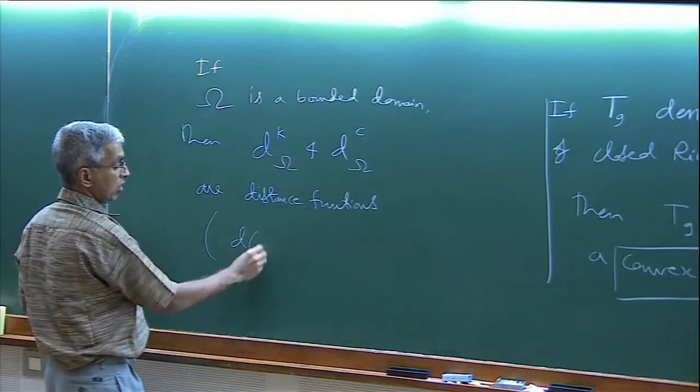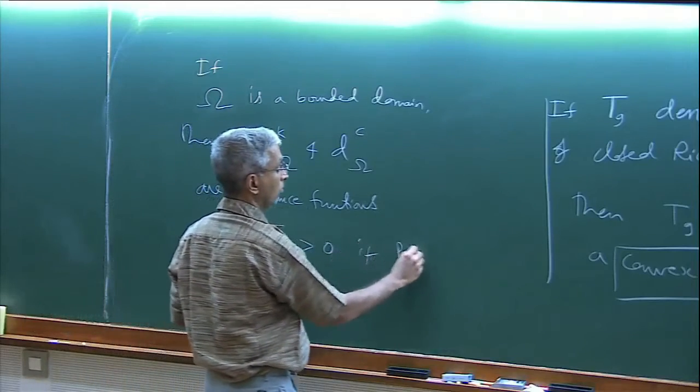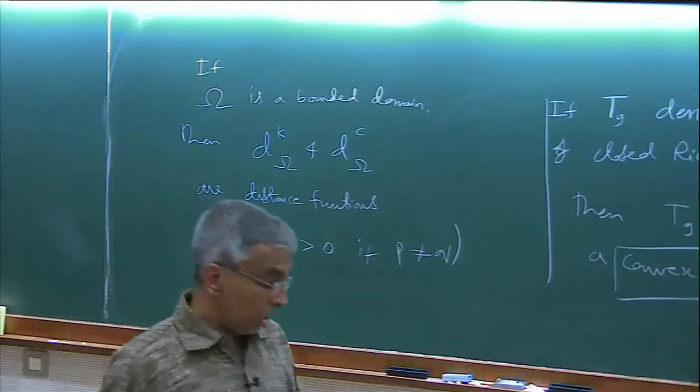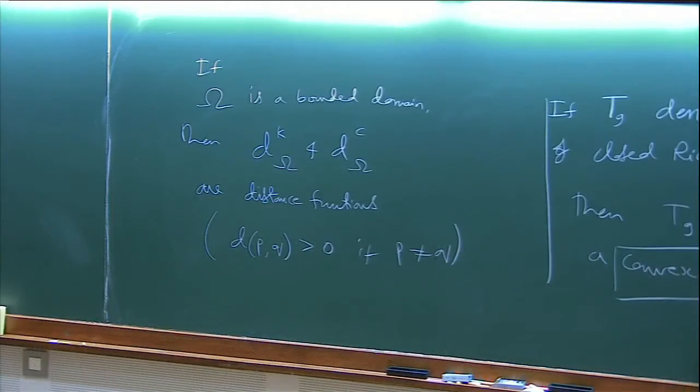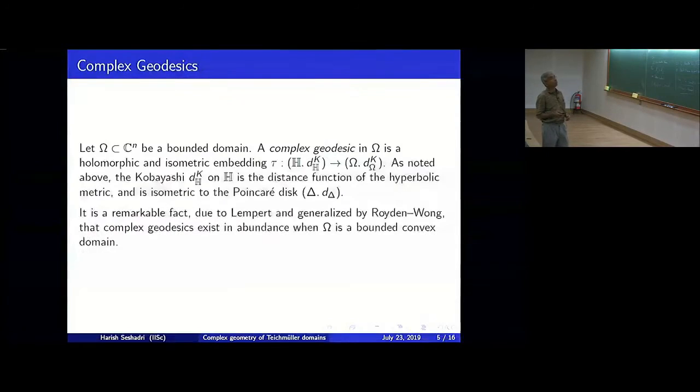Distance functions. But the remarkable thing about this, which is not at all evident at first sight, is that something very special happens here, which from a differential geometric point of view rarely happens when you're dealing with manifolds with Riemannian metrics and so on. Namely, if you start with a convex domain, it turns out that there are lots of complex geodesics, which from the geometric point of view are totally geodesic embeddings of the Poincaré disk inside the manifold.